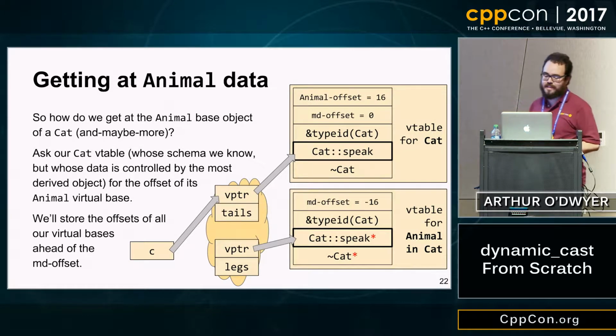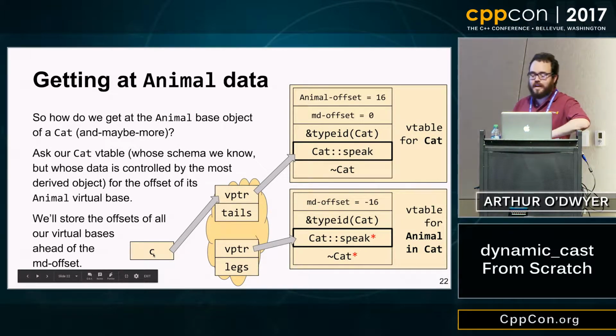Getting at animal data, right? How do we get at the animal base object of a cat? So here we have a cat star, and I would like to know how many legs this cat has. So I can no longer just index and add 16 or add 24 to get down to how many legs this cat has, because it might be more. It might be a cat dog. It might be a tiger.